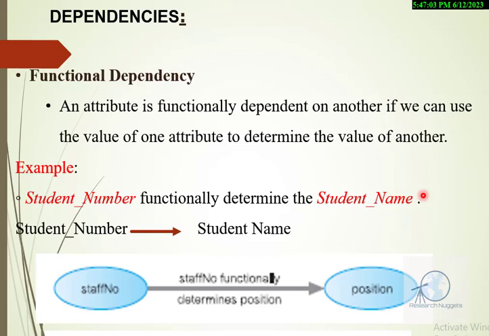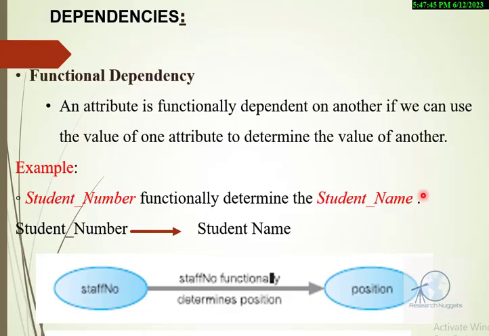When you have a student number and a student name, when you are given a student number, you can be in a position to identify a specific student name. However, if you are given a student name, you may not be in a position to identify a specific student number. The reason is that you may have more than one student who shares the name. So we cannot use the student name to determine the student number. However, we can use the student number to determine the student name.